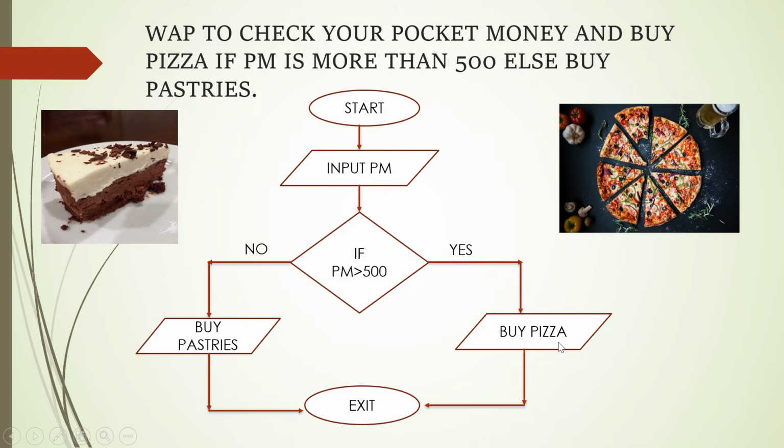What we are doing, we are buying a pizza and we are exiting. Now we are happy because the money we have collected is now worth it and we are enjoying a full pizza. And if it is not more than 500, this condition is false. So we will move to the left side, that is no. And we will be satisfied with pastries only. Pastries are also a good option. So we will buy pastries and we will exit the program. This is the whole program.